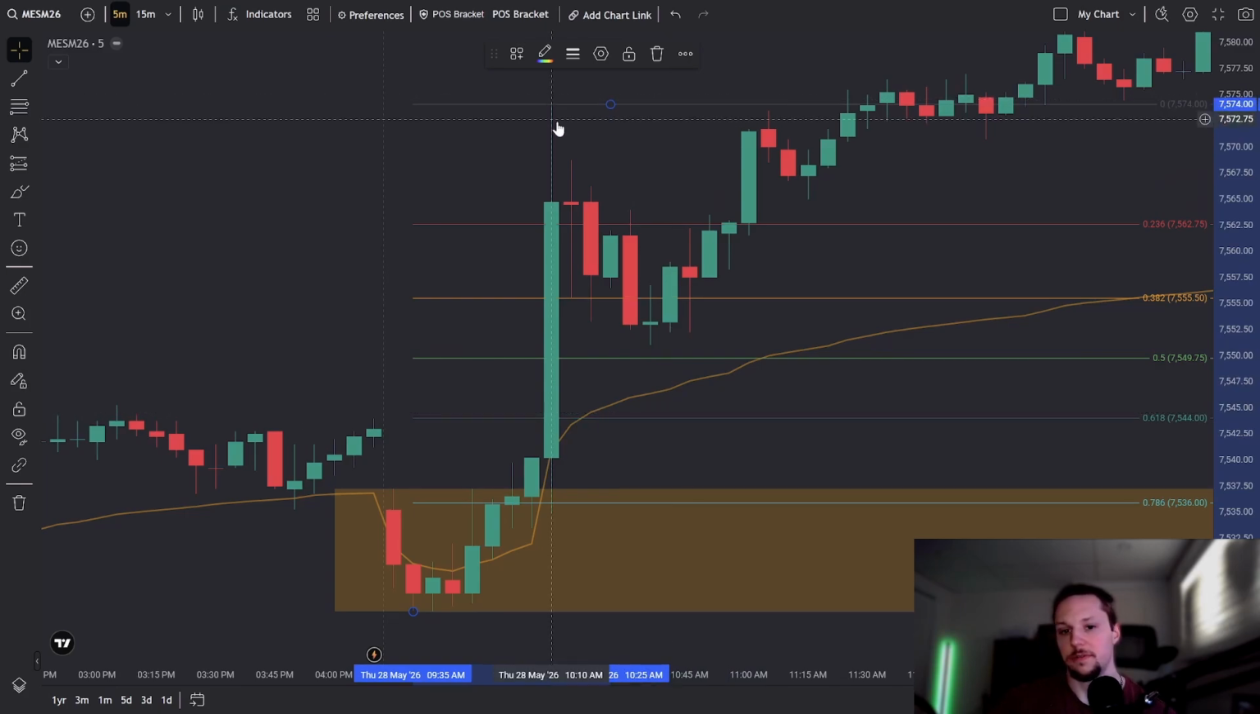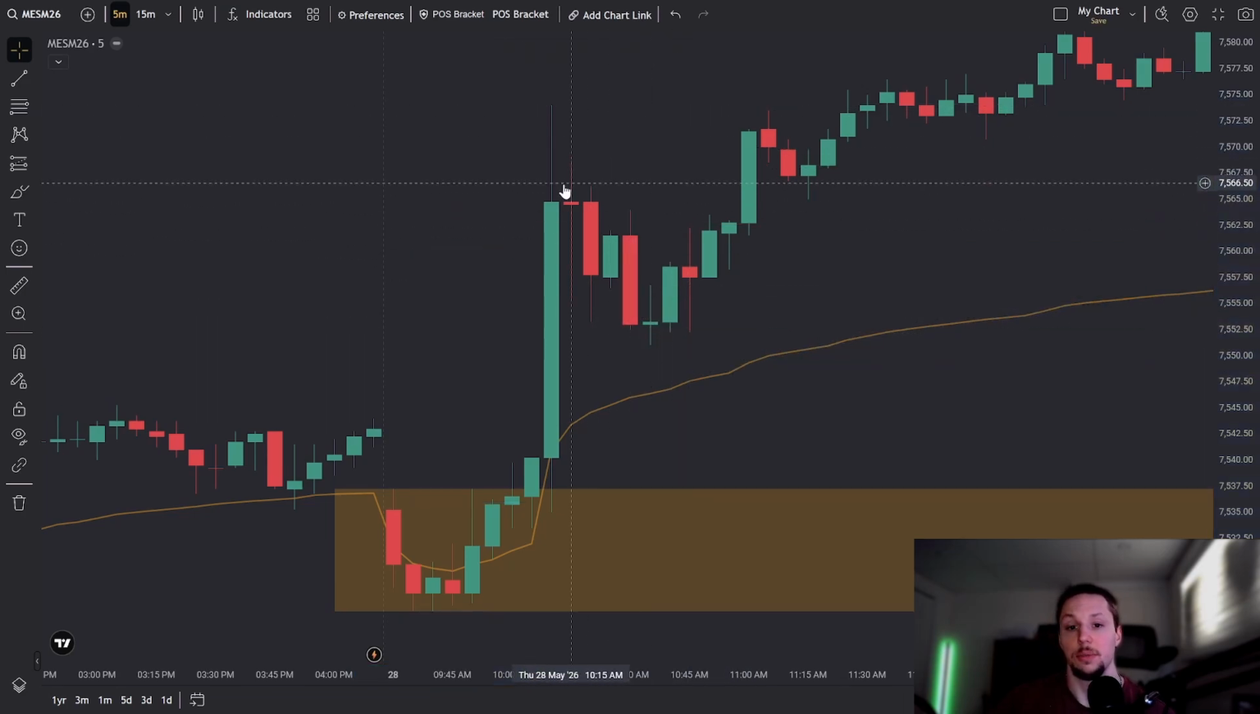But for myself, I like to see a valid pullback come at least below the 0.38 level. So in this case, price pulls back, crosses the 0.382 level. It doesn't touch the 0.5 level, but it gets quite close to it. I consider this to be a valid pullback.